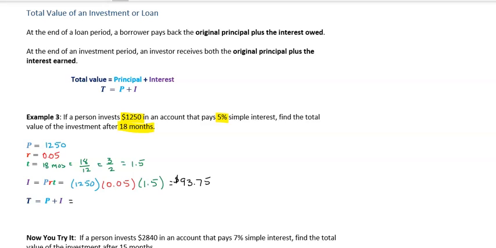money back out of the bank, how much money do we make? Okay, so we started with the principal of $1,250, and then we added the $93.75 that we made on the investment. Okay, so that's the interest plus the principal, and this is going to give us a total of $1,343.75. Okay, so that's the final amount of that.